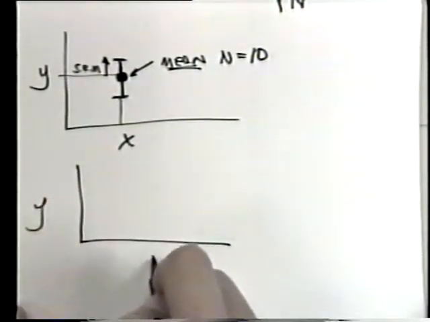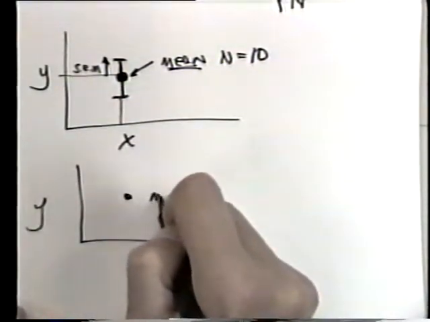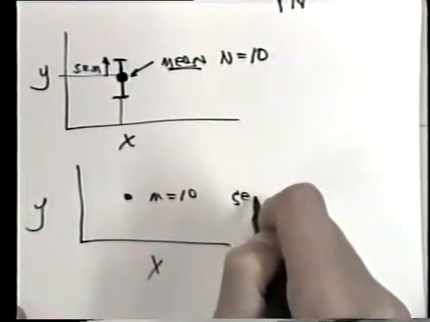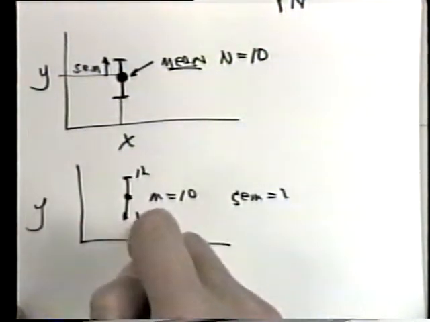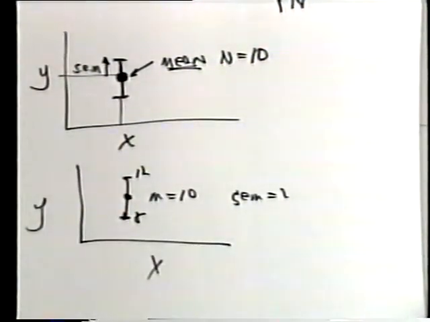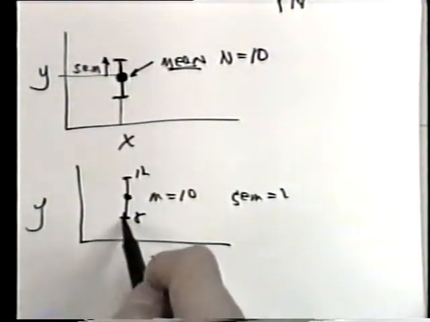So let's give some specific values. If the mean was 10 and the SEM was 2, then this would extend up to 12 and down to 8. Sometimes people, for reasons we'll see in a moment, plot 2 times the SEM. I think I usually plot 1 times the SEM. But we'll see what the meaning is.